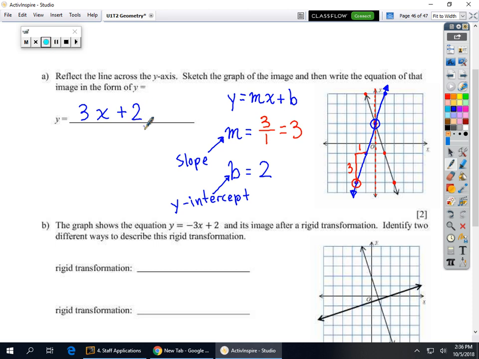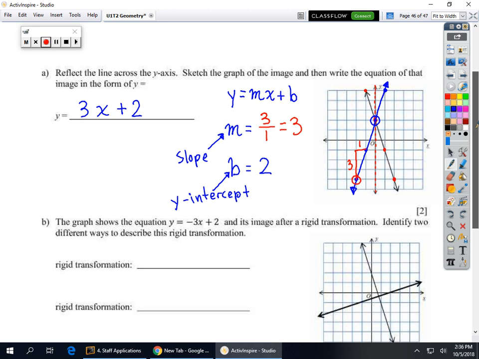Remember, if your b was down here, let's say your line looked like that. That's negative 1, 2, 3, 4. Then you would put minus 4. But since this is above the x-axis, you call it plus b. Okay. Moving it down.